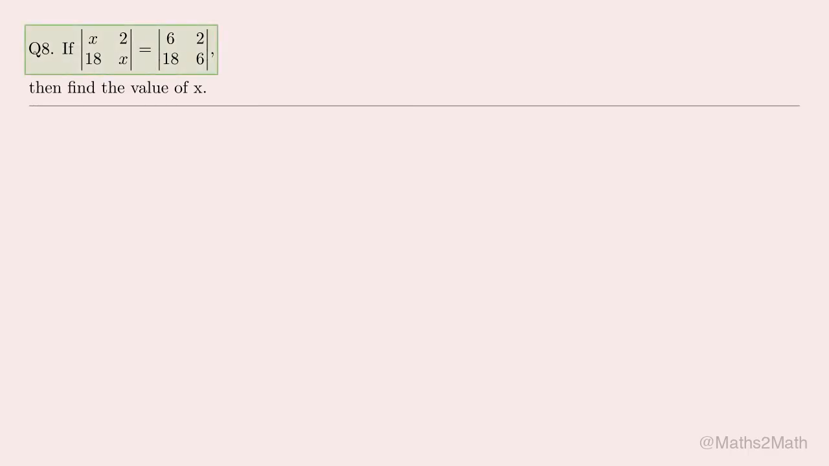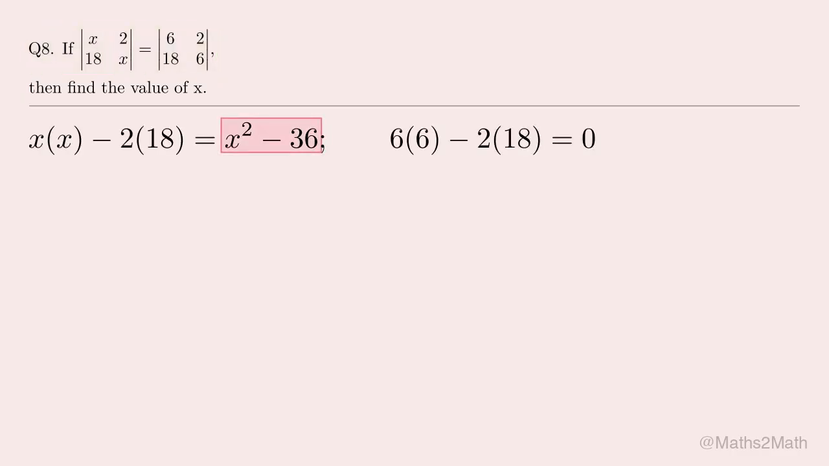The final question, one more determinant equation. Evaluate both sides and equate. Left side, x squared minus 36. Right side, 36 minus 36, 0. X squared equals 36, so x is plus or minus 6. That completes exercise 4.1.